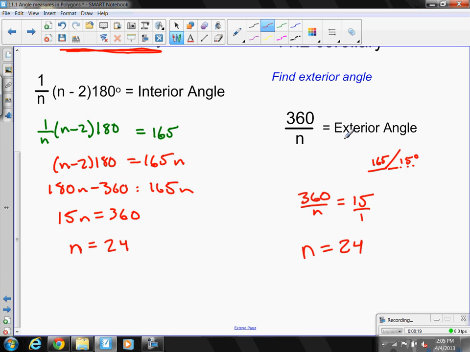It takes a little bit more geometry intuition, but a lot less algebra. So I do like this for how fast it is. Okay, but it all relied on finding the exterior angle for the problem.